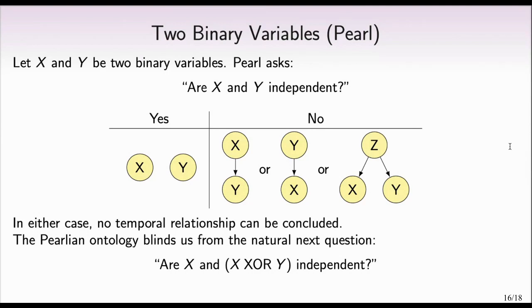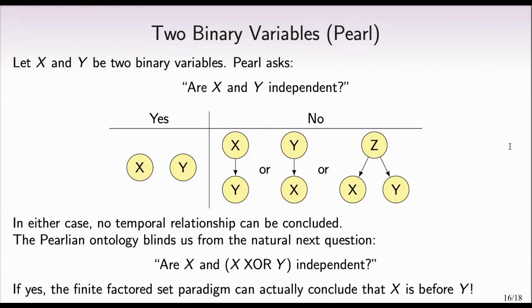In our world, X, Y, or X cross Y is on the same ground footing as X and Y are. The first thing I do with my variables X and Y is take the product X cross Y, and then I forget the labels X and Y. So there's this question: is X independent of X cross Y?